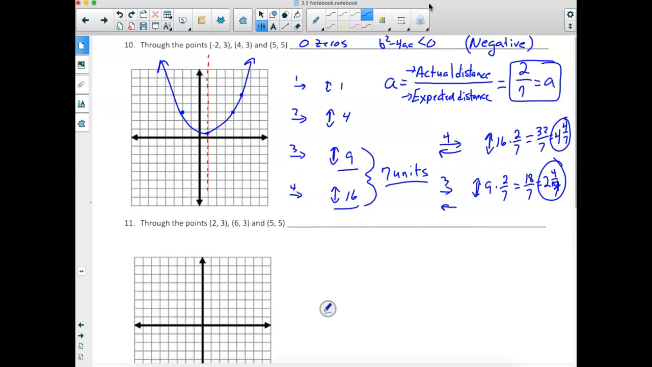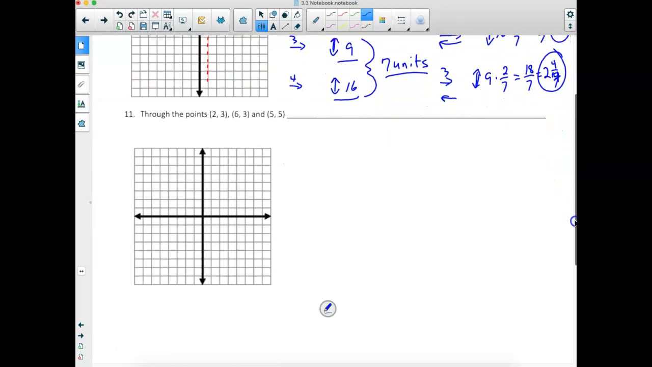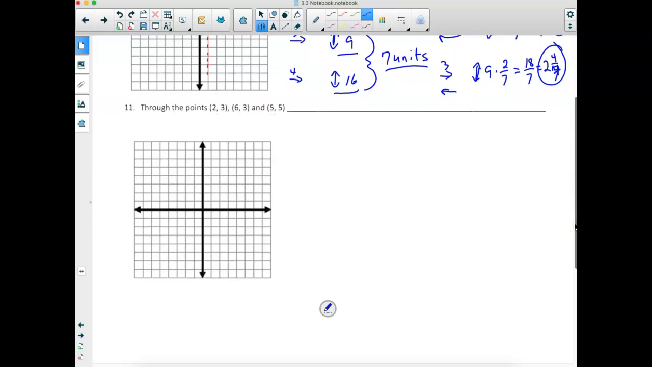Sometimes graph paper works better than your own drawing of a scale graph. See, here's 3 rogue points. Before, in the first examples, they were giving me the vertex or whatever. Sometimes they'll give you x-intercept. So I'm going to go through these points. I'm going to go over 2, up 3, over 6, 2, 4, 6, up 3. And I'm going to go over 1, 2, 3, 4, 5, 1, 2, 3, 4, 5.